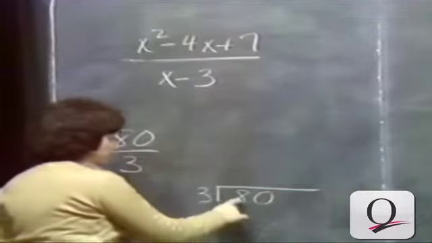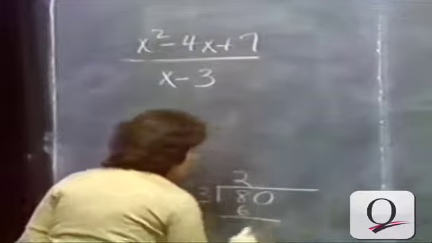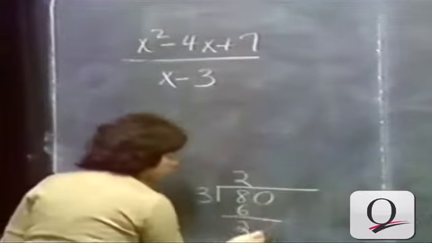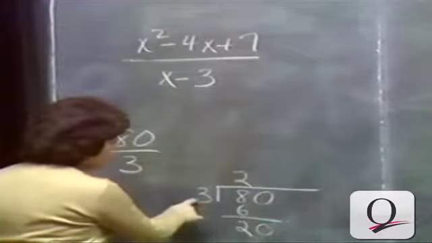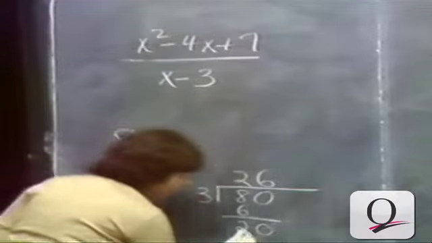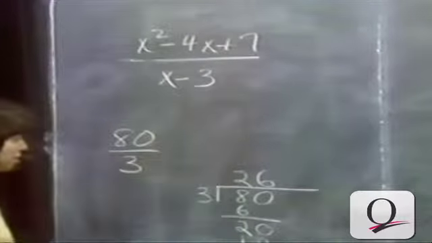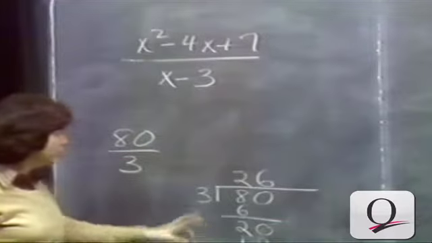Okay, 3 into 8 goes twice. 2 times 3 gives me 6. I subtract, I get the 2. I bring down 0. 3 into 20 goes 6 times. 6 times 3, that's 18. I subtract, and I have remainder 2. So the answer here is 26 with a remainder of 2.